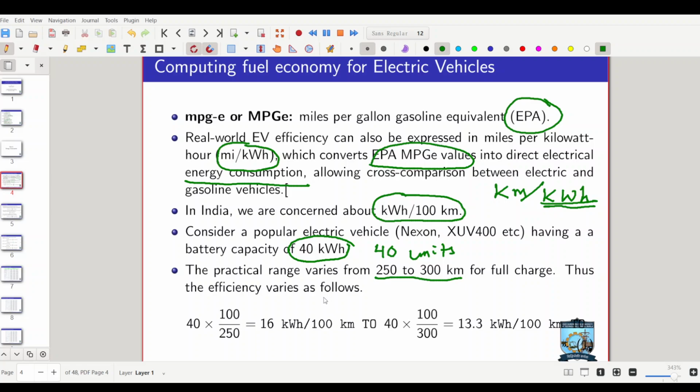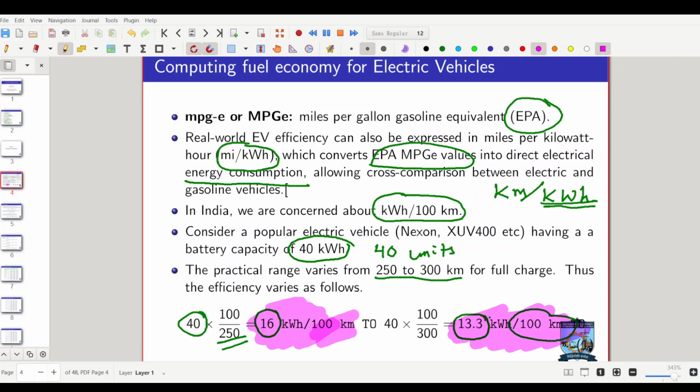So how can we compute the efficiency? 100% means 40 units, and for 40 units or 40 kilowatt hour, it goes around 250 kilometers, then it will be around 16 units per 100 kilometer. Also, if we consider the 300 kilometer range, it is around 13 units. It's very efficient, 13 units per 100 kilometer. So note these two values: one is 16 units per 100 kilometer, the other one is 13.3 units per 100 kilometer.